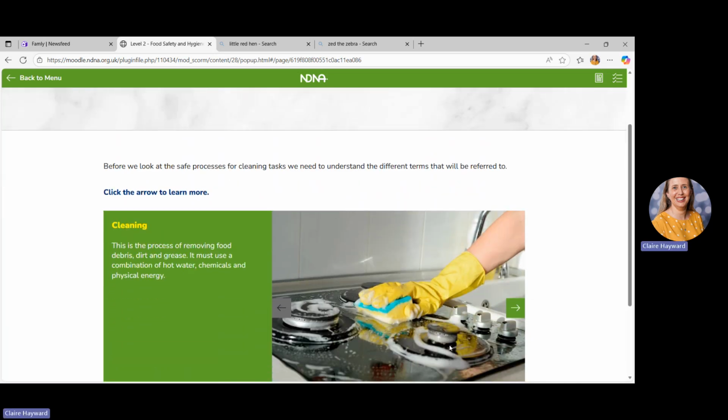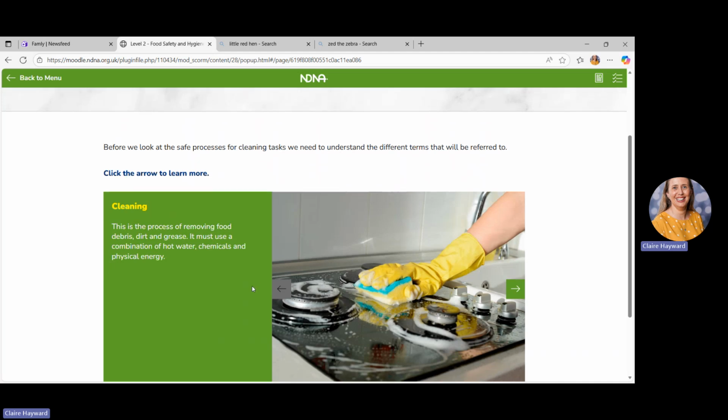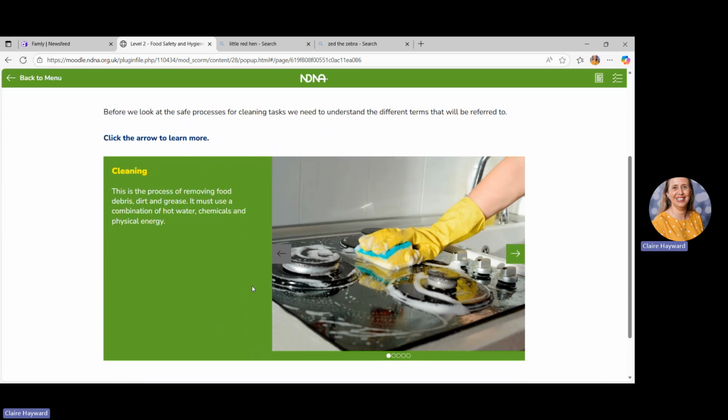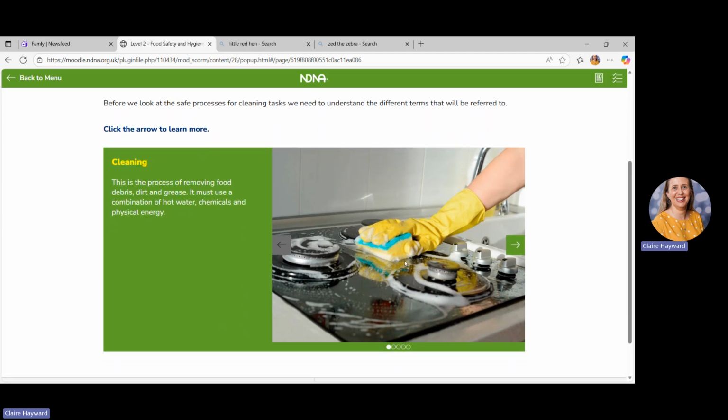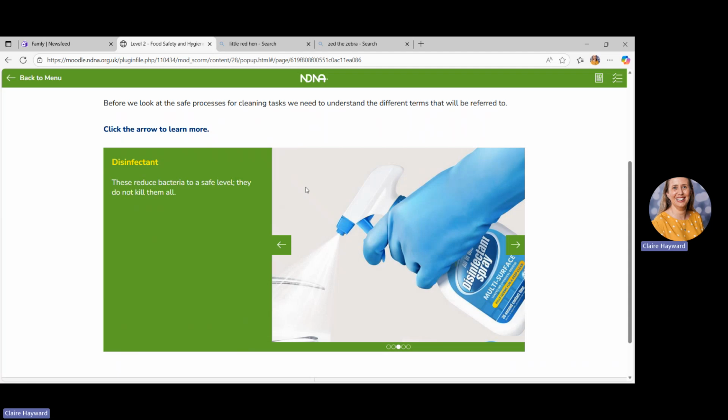The definition of cleaning. This is the process of removing food debris, dirt and grease. It must use a combination of hot water, chemicals and physical energy. Detergent. This is a chemical that removes dirt and grease, sometimes referred to as degreasers. They do not kill bacteria, but if we don't remove the dirt and grease, the disinfectant will not work. Disinfectant, these reduce bacteria to a safe level. They do not kill them all.